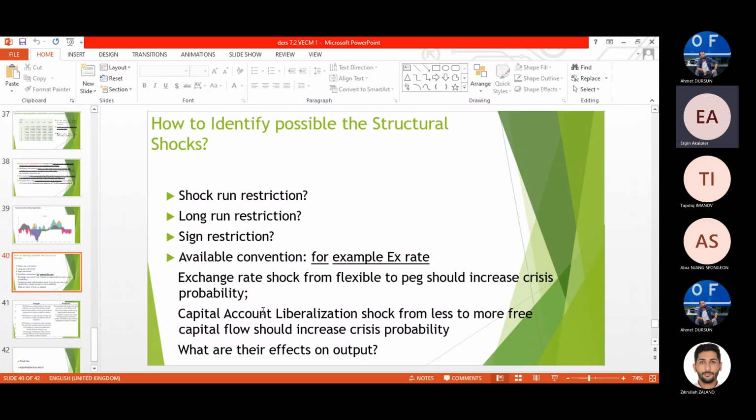Due to this reason, exchange rate shocks from flexible to pegged should increase crisis probability. As I mentioned, if it is pegged, this also affects the system because you don't know the exact estimation or impact of the foreign currency on your economy or your currency. And if it is flexible, as we are experiencing currently, our currency is fluctuating very highly regarding foreign currencies, the euro, the US dollar, the UK pound.